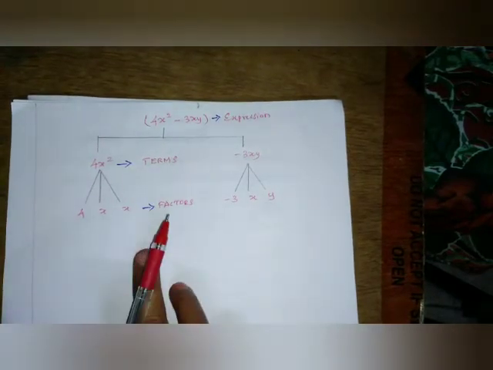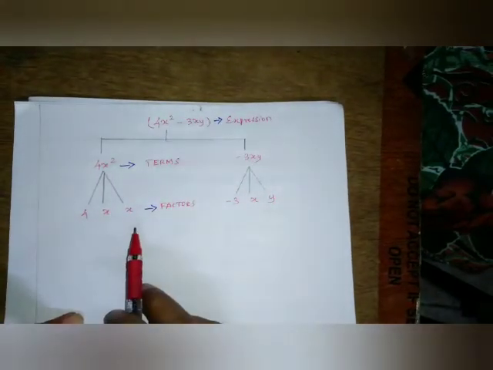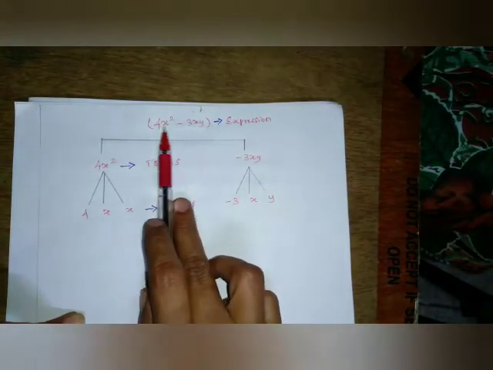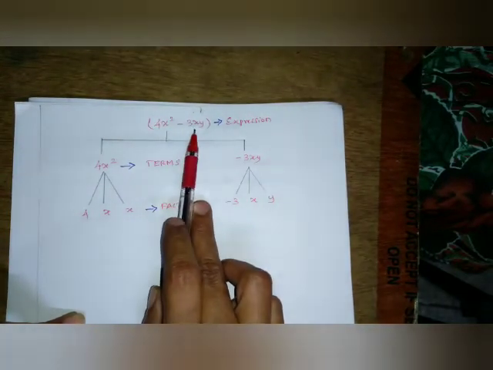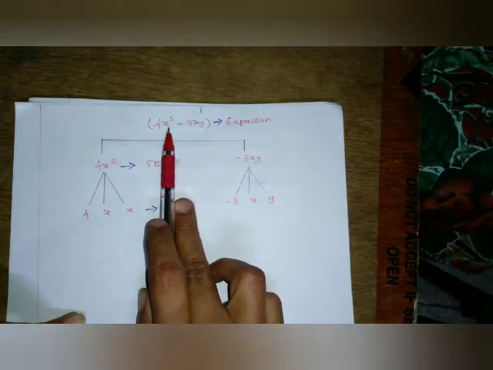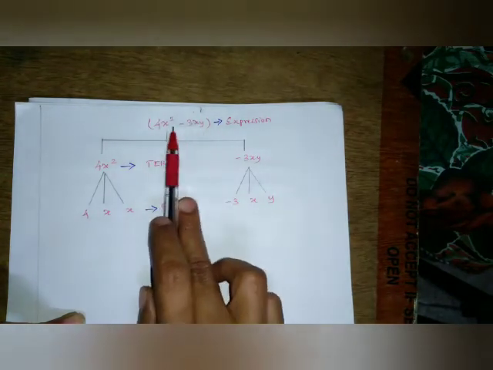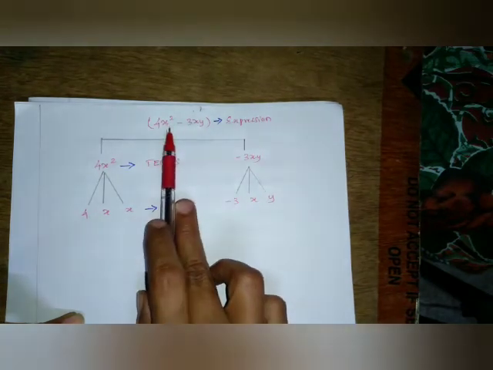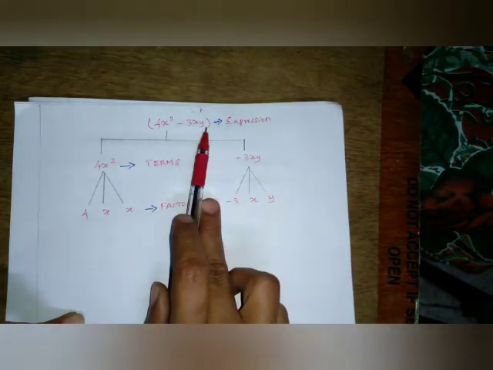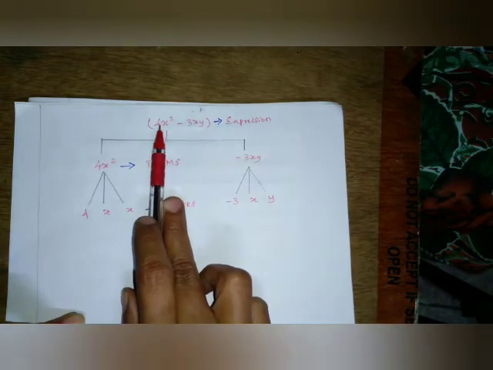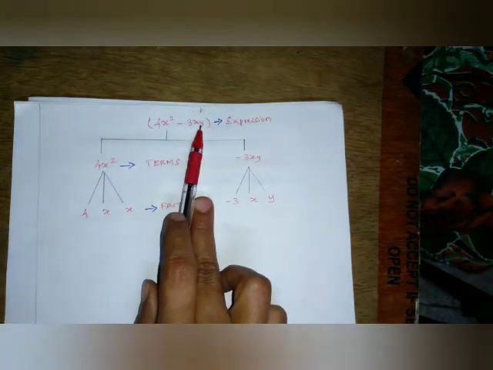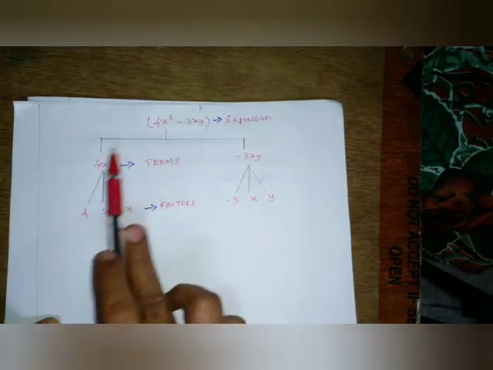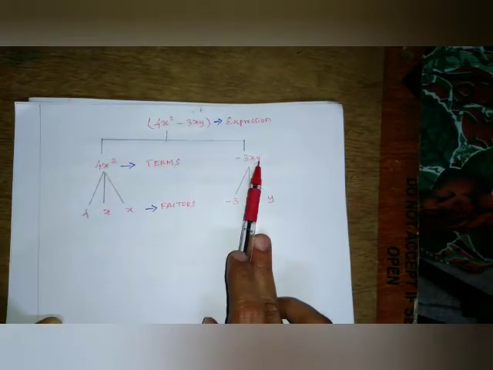Now we can see this picture diagram for analyzing the terms. Here we have the expression. This is called an algebraic expression, which combines numbers and variables. Then in this algebraic expression, we come to know here is one term and here is one term. So here we have two terms.